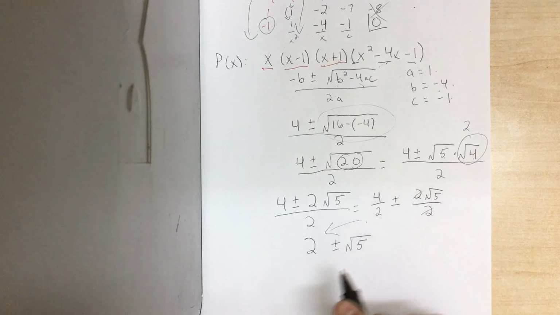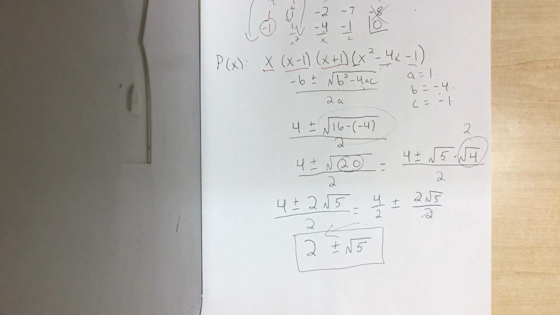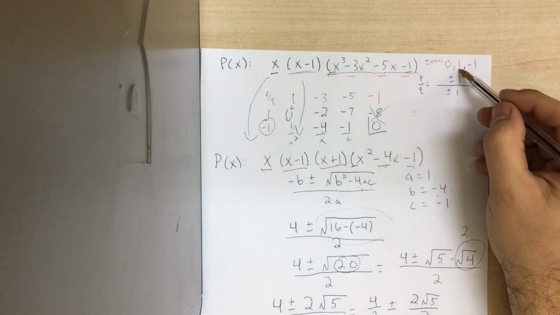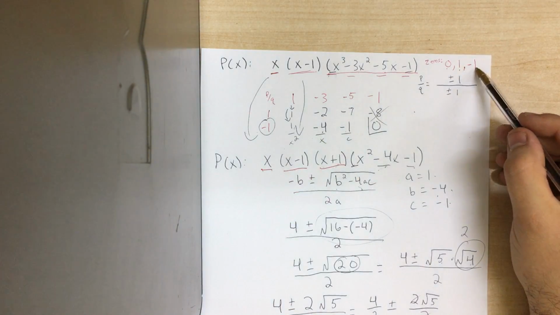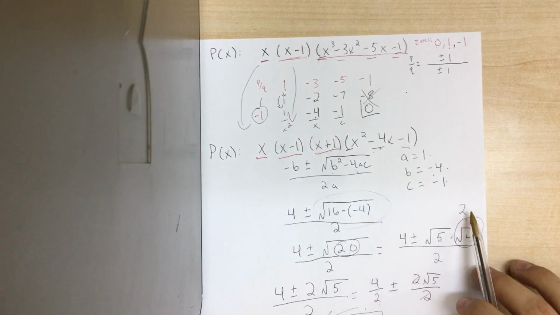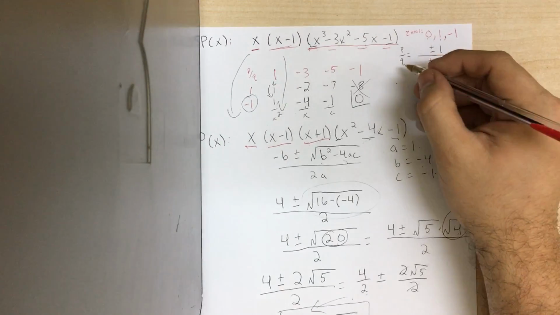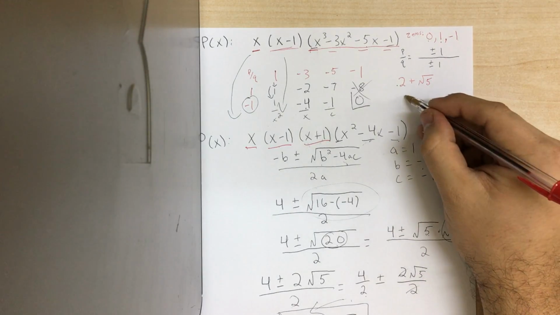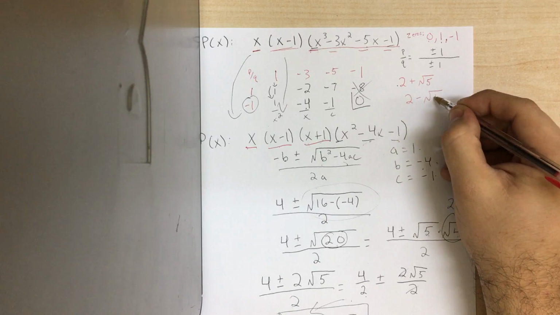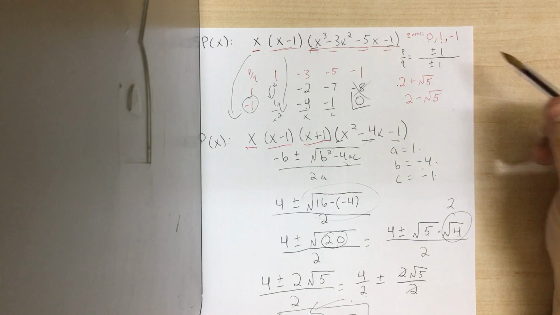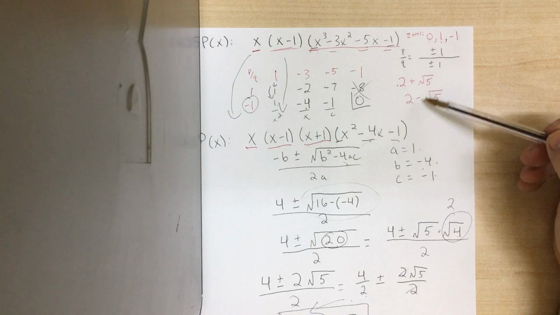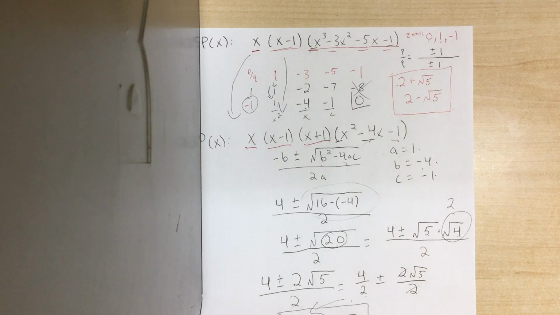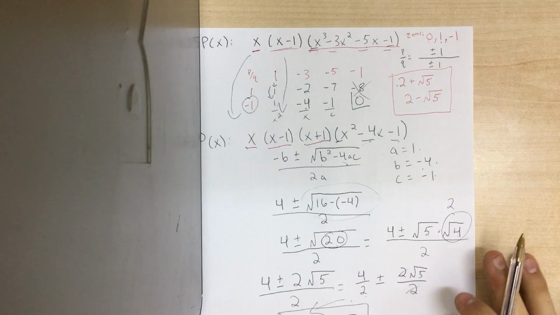So what this does is this actually gives us our last 2 zeros. So our zeros are 0 from this x, 1 from x minus 1, negative 1 from x plus 1, and then the quadratic formula gave us the roots, or the zeros, 2 plus the square root of 5, and the conjugate pair, 2 minus the square root of 5. So this actually fits all of our rules. So we have 5 roots, 1, 2, 3, 4, 5, and we got our conjugate pair of 2 plus the square root of 5 and 2 minus the square root of 5. So now we have all of our zeros.